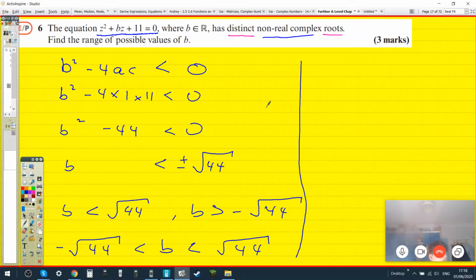Oh wait, no. b squared minus 4ac is less than 0. b squared minus 44 is less than 0. And so b squared is less than 44.